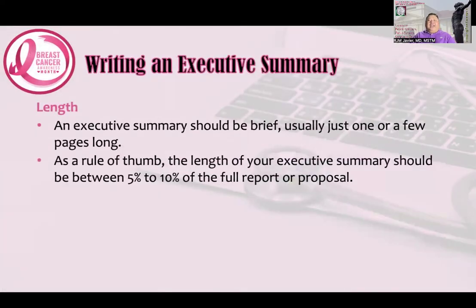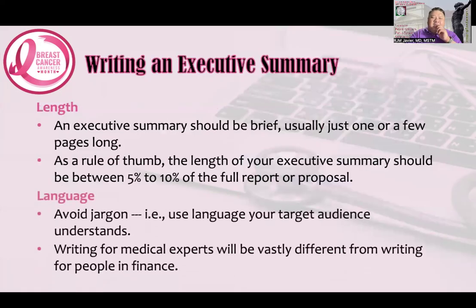In terms of writing an executive summary, it should be very brief, just one or a few pages long. As a rule of thumb, the length of your executive summary should be between 5 to 10% of the full report or proposal. Again, we want you to minimize the use of medical terminologies and avoid jargon. Understand that not everyone in the target audience may understand technical terms. Writing for medical experts will be vastly different from writing for people in finance. So this is what I was saying earlier.